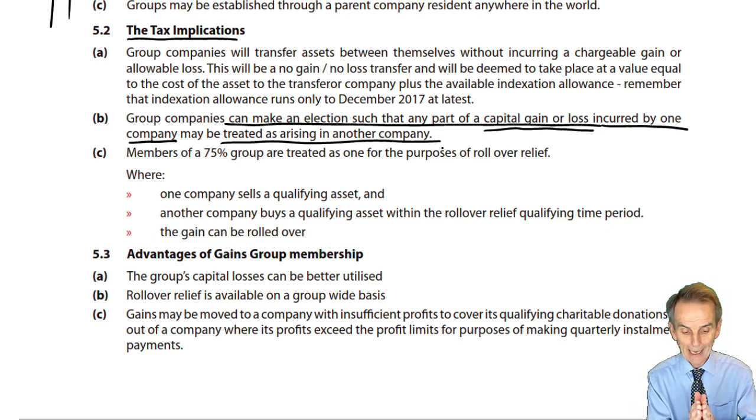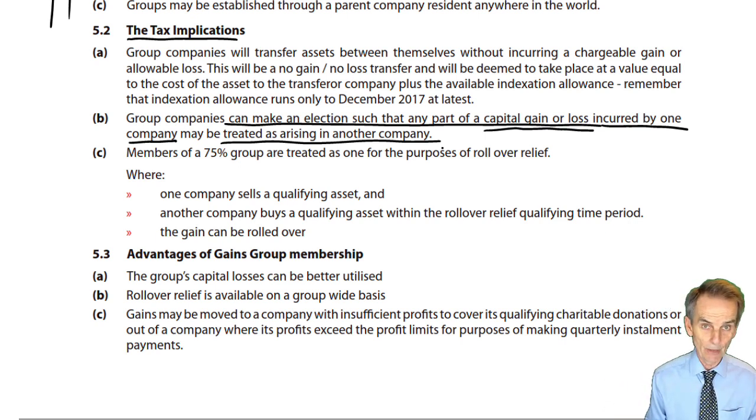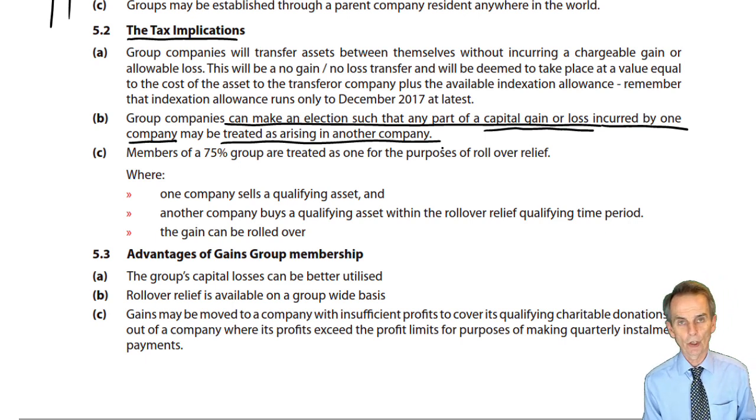We could match gains with losses, allowing immediate relief, at least to the extent that there are gains available, for the loss sustained, preventing therefore the situation where the group is paying tax on a gain in one company and is being denied the use of the loss in another and being compelled to carry it forward until such future time that a capital gain arose. This will allow the gain and loss in the two different companies in the same gains group to be matched.